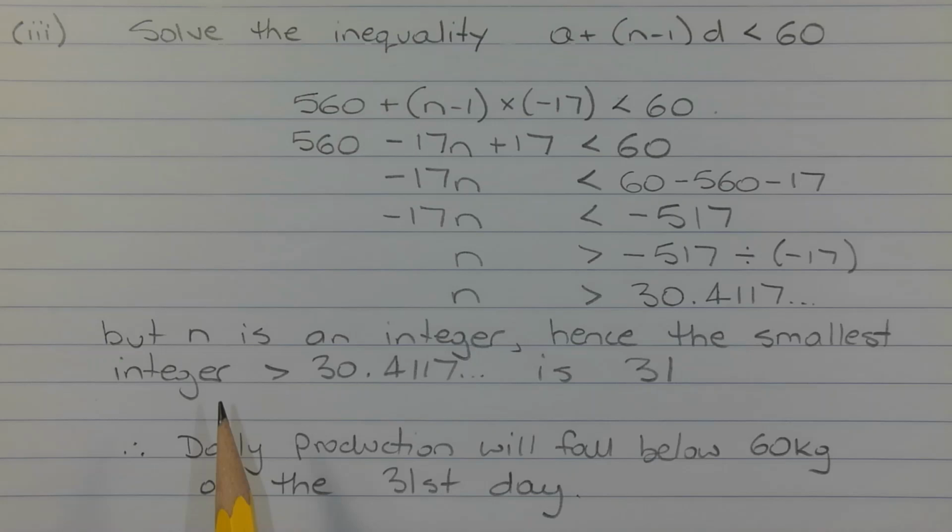But n is an integer, hence the smallest integer that's greater than 30.4117 is 31. Therefore, daily production will fall below 60 kilograms on the 31st day.